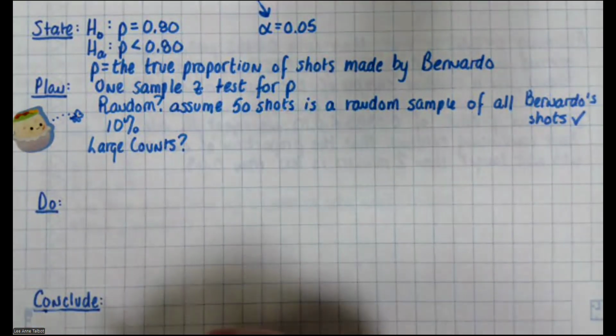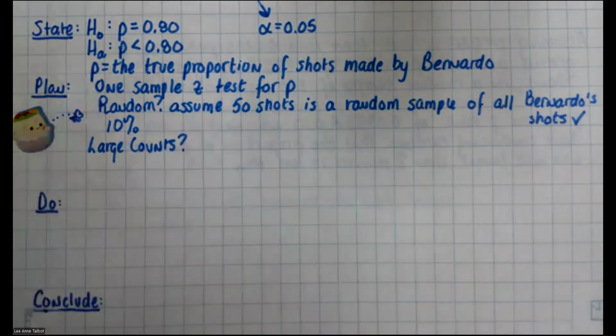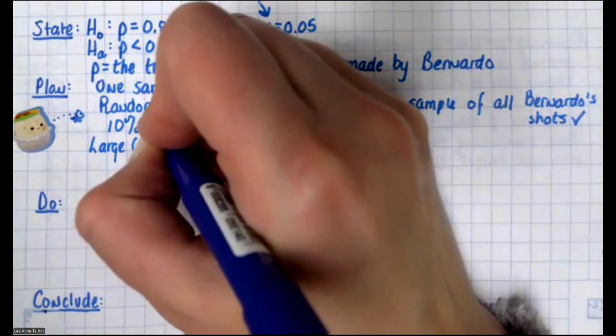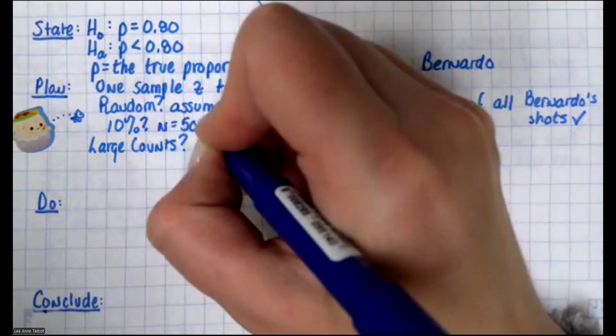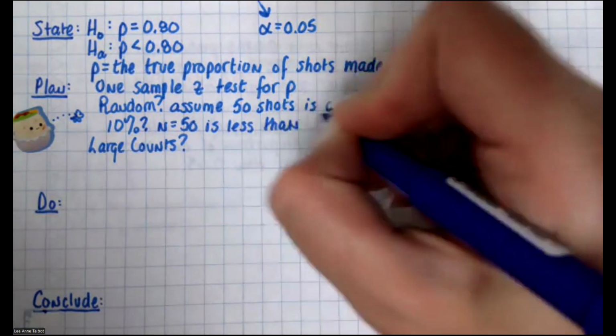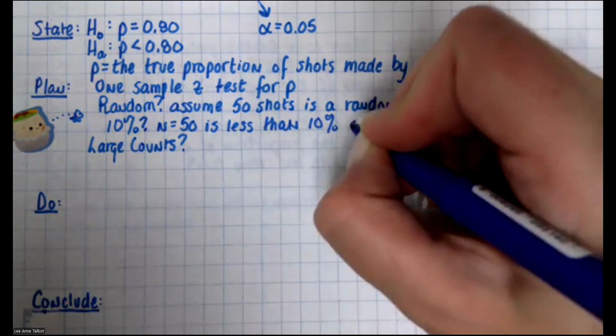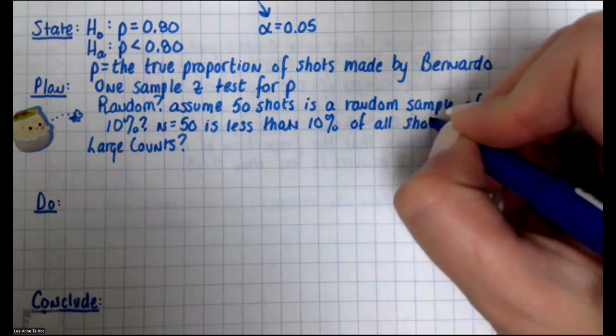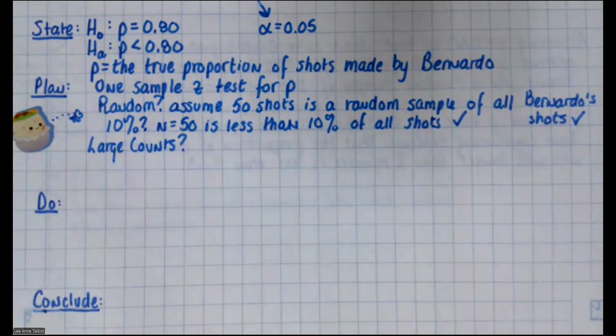You guys see where I got the 50 from? Okay, do you see it? You sure? Okay. N equals 50 is less than 10% of all shots. Definitely.